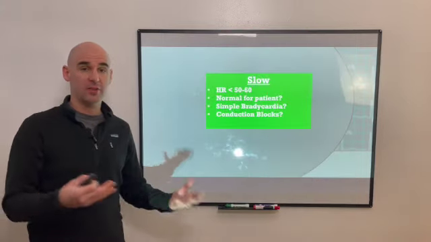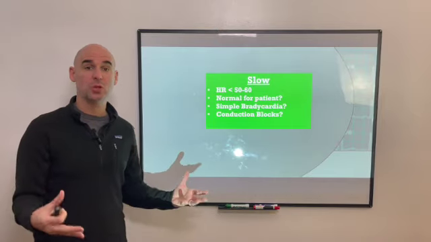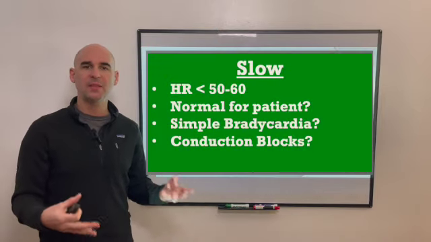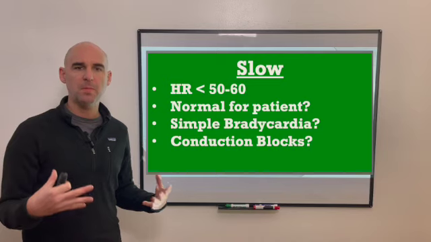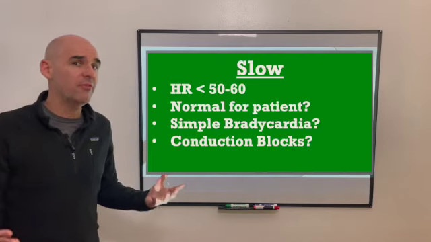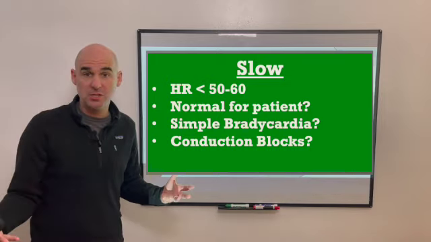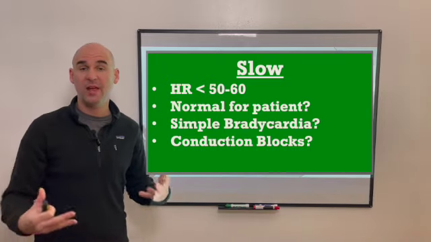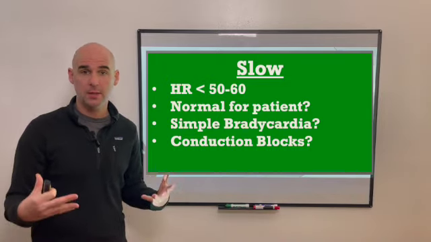And then we have to think about if the rate is too slow. Typically slow rates are going to be less than 50 or 60 beats per minute. The first question we have to answer is, is this normal for the patient? Because we know that for some patients, that can be completely normal. They can have a very low resting heart rate.